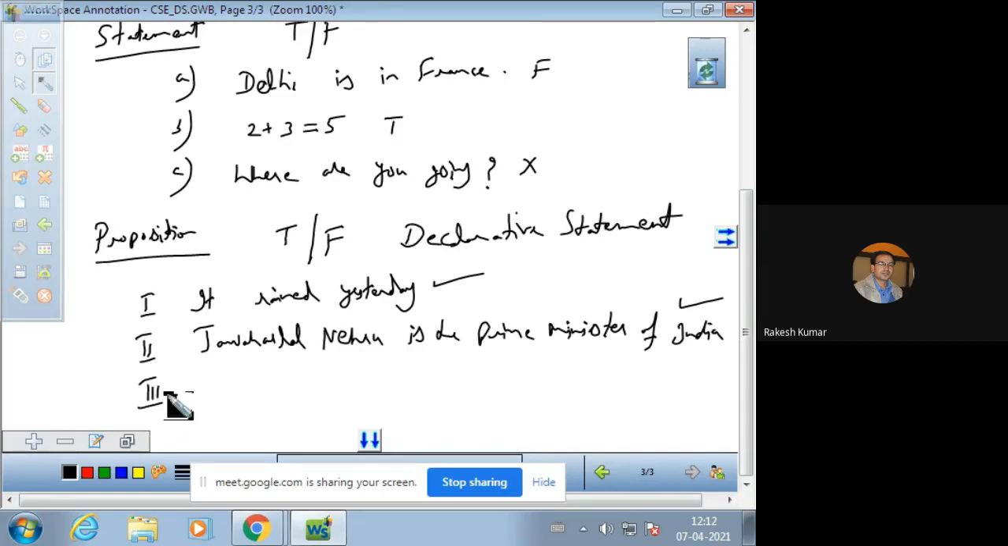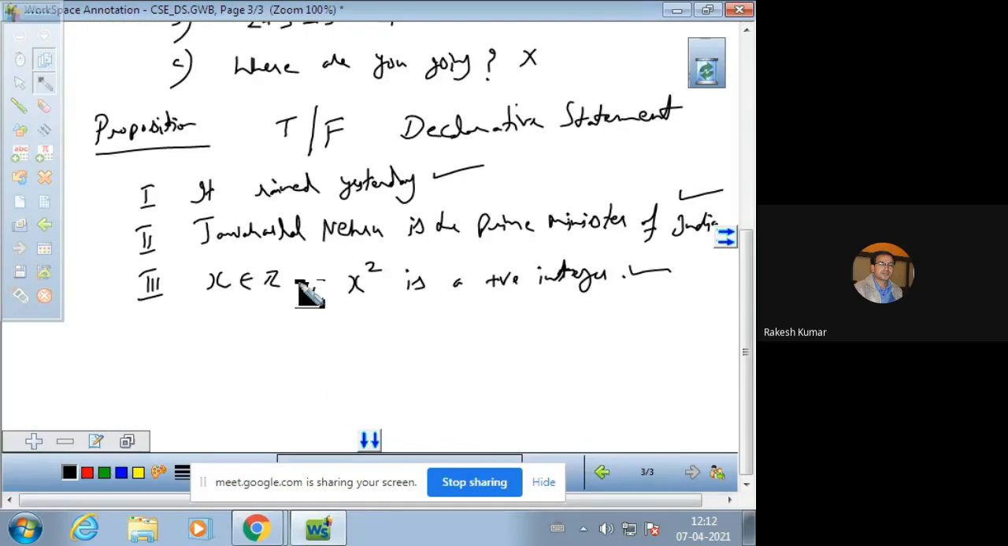Now the next example which we can take from a mathematical point of view: if x is an integer, then x square is a positive integer. This is another statement from mathematics, and it is also a declarative statement. We all know if x is an integer, then x square will definitely be a positive integer, because the square of a negative integer will also be a positive integer. So this is also a declarative statement, and it will be either true or false.